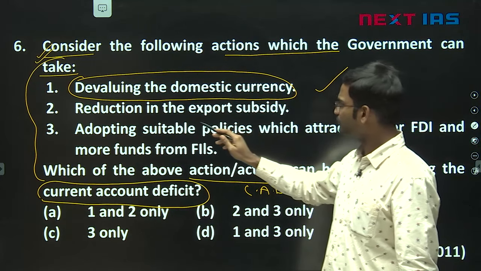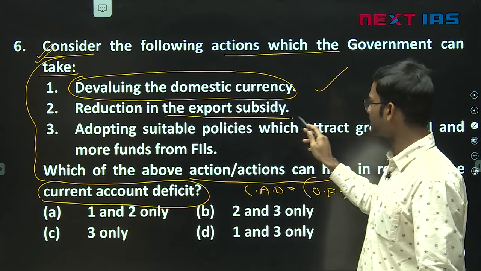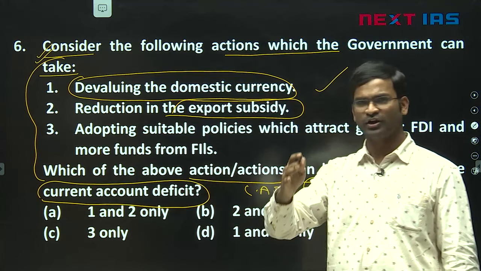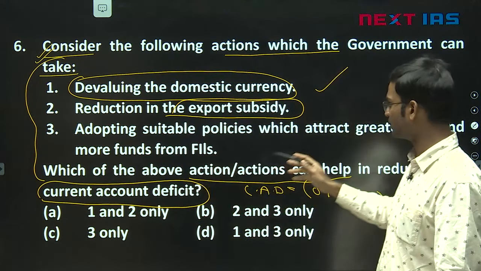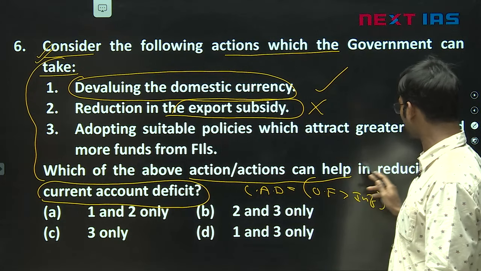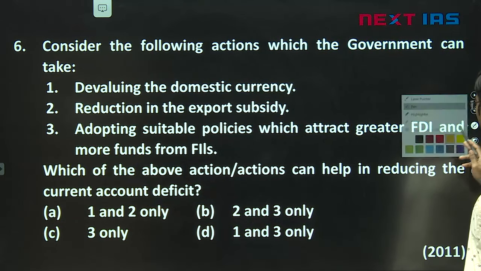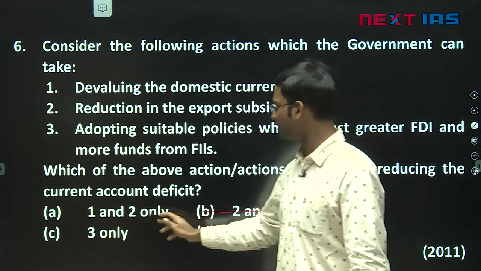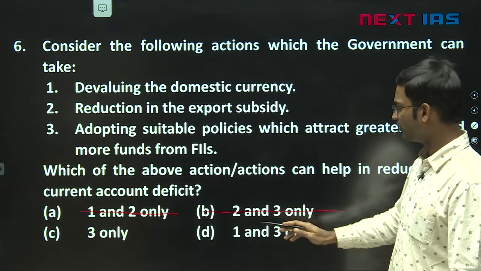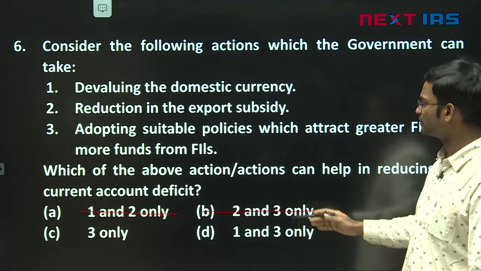Second option, reduction in the export subsidies. See, when you reduce the export subsidies, exports become costly, so it is not a good step. So eliminate 2. If we eliminate 2 in the options, friends, automatically B is gone, automatically A is gone. Now we are left with 1 and 3.